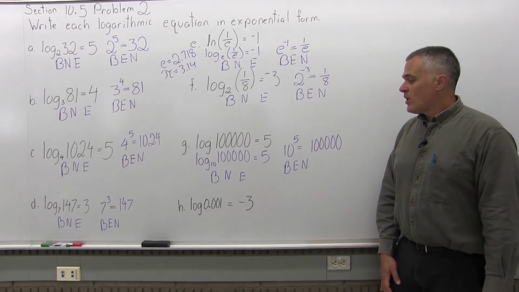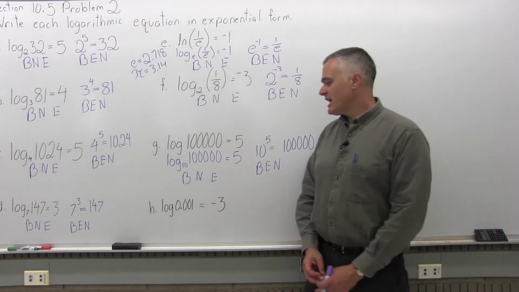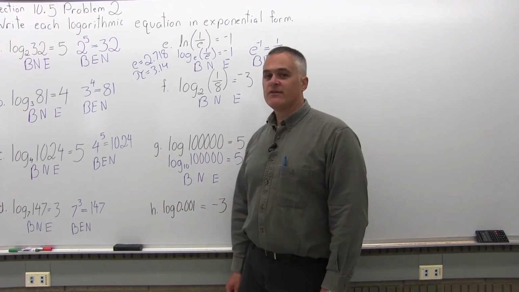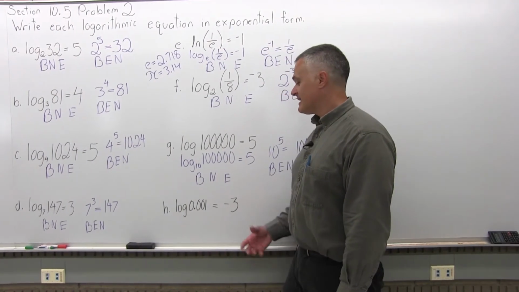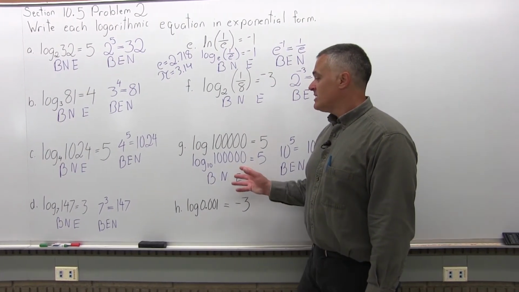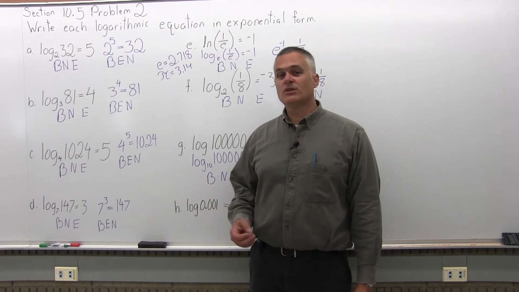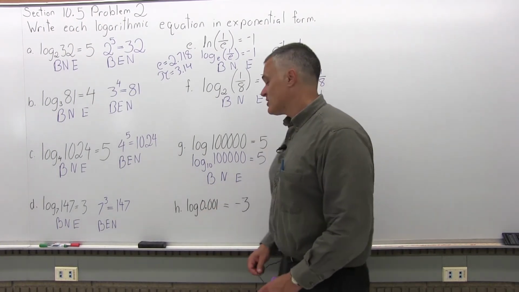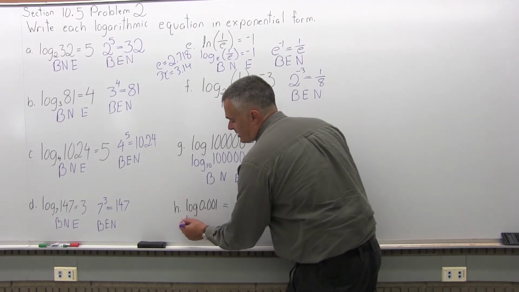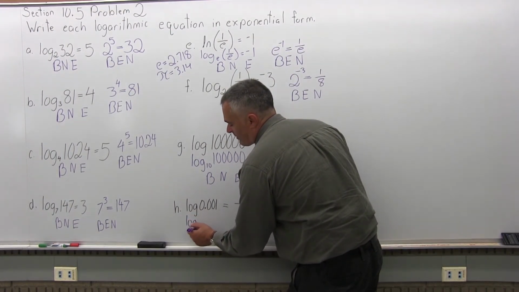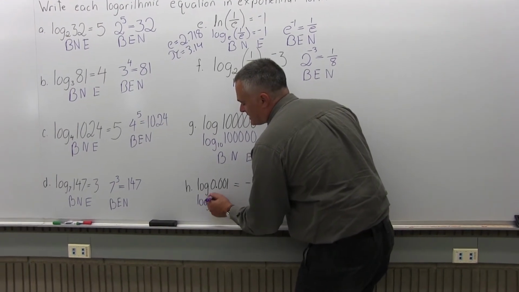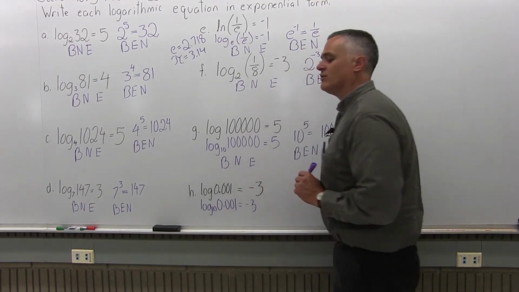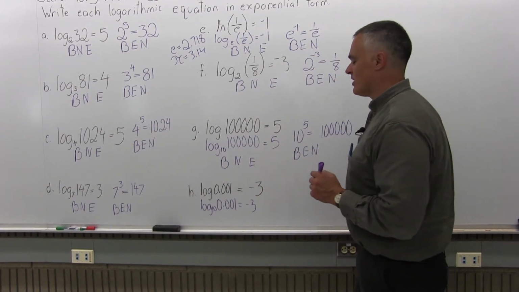And finally, the last one, part H. H says log of 0.001 equals -3, and they want you to write that in its exponential form. So like the previous part, part G, it seems like the base on the log is missing, but it's not really. If it's not written, it's assumed to be 10. Again, that's called common log. So really what they're asking you to do is write log base 10 of 0.001 equals -3 in its exponential form. The base really is in there, even if it's not written.